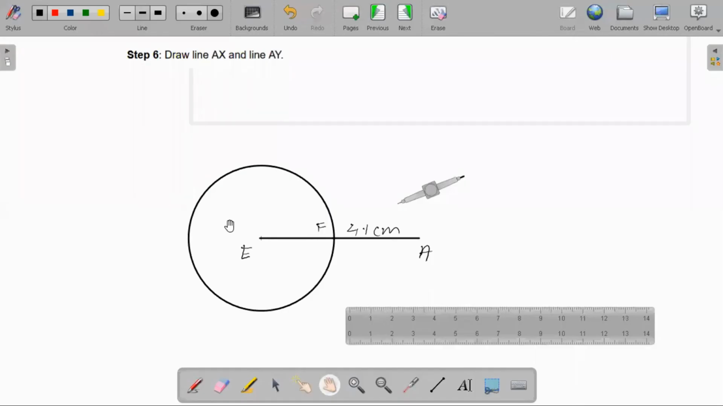Next we need to find the midpoint of segment EA. So we'll have to bisect segment EA. To bisect segment EA, you take your compass, put the pointer at point A, take a suitable length of more than half, and you draw an arc on both the sides. Now without changing the length, put it at point E and draw an arc on the other side. Now with the help of these two arcs, we'll draw an arc above and below to find the perpendicular bisector. I'll draw the arc below as well.